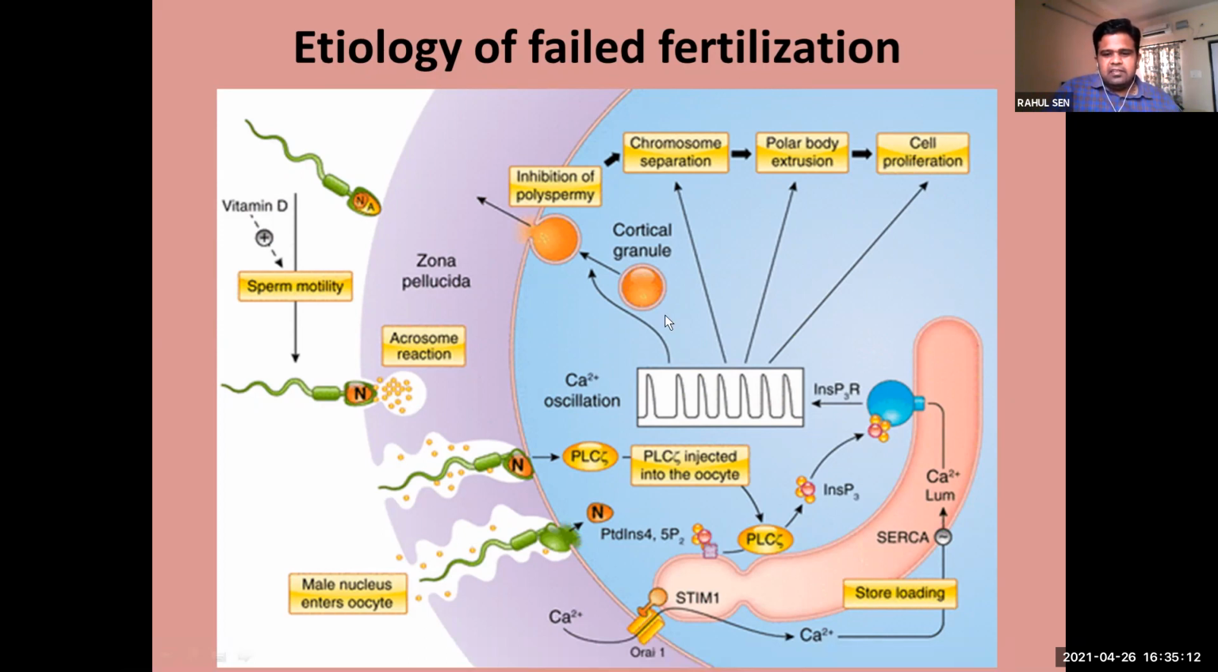This calcium is released in the perivitelline space of an oocyte and ultimately works in two different ways. In one way, it blocks other sperm from entering the oocyte, and in the other way, it activates the oocyte. It signals the oocyte that yes, the sperm has entered, now you have to activate yourself, and then fertilization as a process will begin.